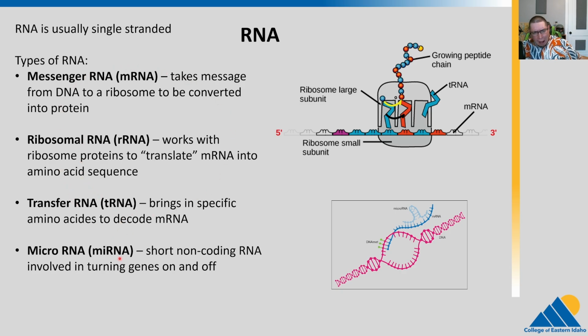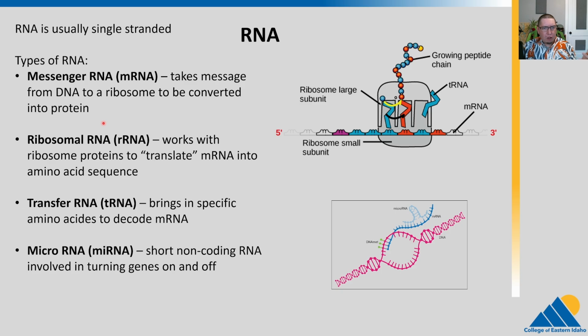We then have a side class of RNAs that only has really been discovered in the past 20 years here. And we're still learning about them. We're finding more of them. These are called microRNAs, or miRNAs. These are what we call short non-coding RNAs. They don't code for a gene. They're involved in turning genes on and off. We'll talk more about this later in the course. We need to understand how the genetic information is transcribed and translated first, but microRNAs can regulate gene expression.